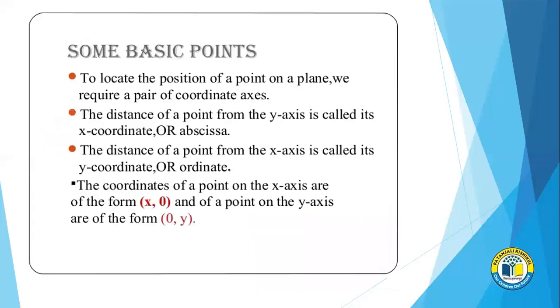Let's see some basic points. You must have learned all this in your previous class as well. To locate the position of a point on a plane, we require a pair of coordinate axes. The distance of a point from the y-axis is called x-coordinate or abscissa. The distance of a point from the x-axis is called y-coordinate or ordinate. The coordinates of a point on the x-axis are of the form (x, 0) and of a point on the y-axis are of the form (0, y).